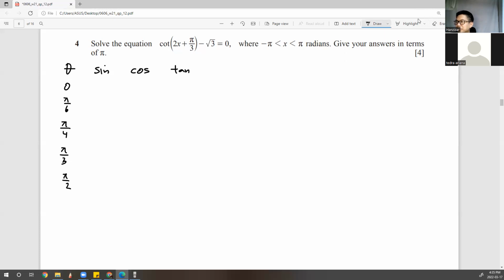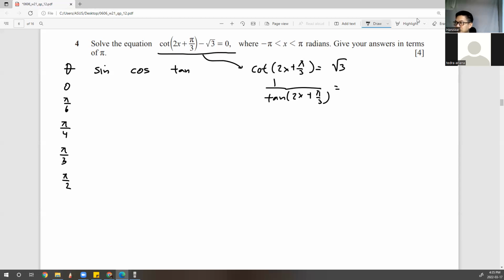Okay, so I simplify this first. Cotangent 2x plus pi over 3 equals square root 3, right? What is cotangent? Cotangent is 1 over tangent. So 2x plus pi over 3 equals square root 3 over 1, and you can switch the order to get the tangent. So tan of 2x plus pi over 3 equals 1 over square root 3.